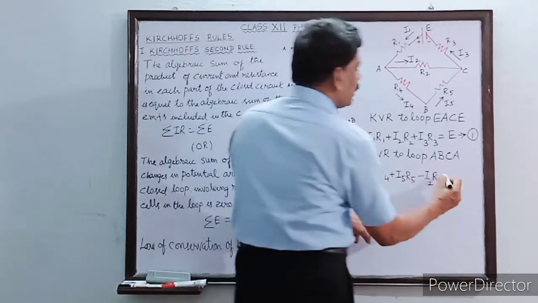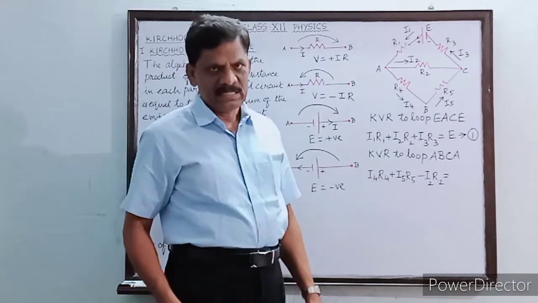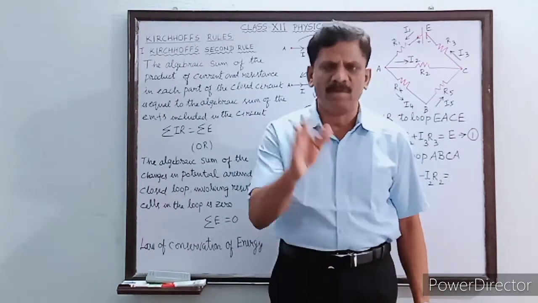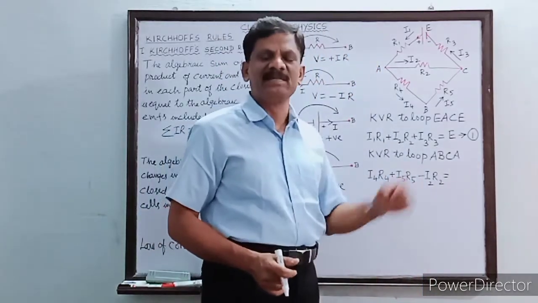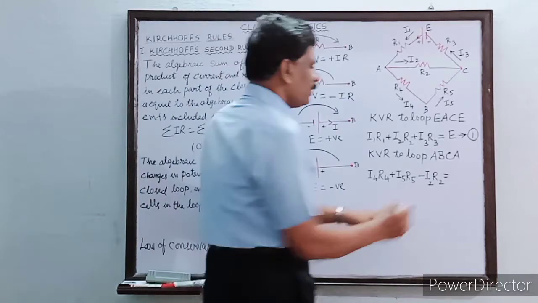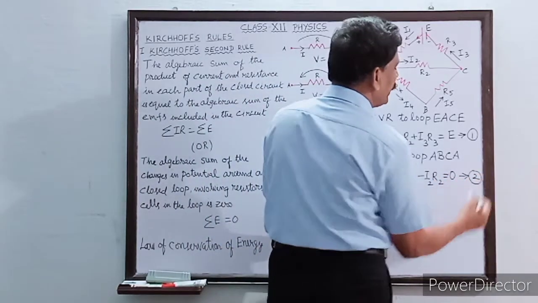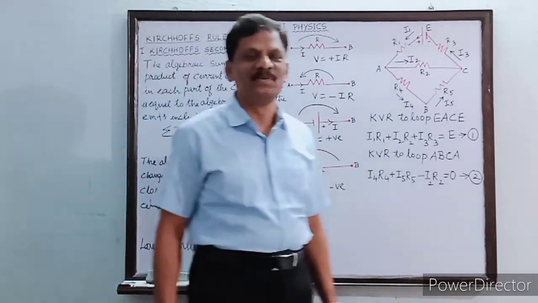This must be equal to what? The algebraic sum of the EMFs in that loop. In this triangular loop, is there any cell or battery connected? No battery is there, no cell is there. Therefore, the right hand side must be equal to 0. And this is equation 2. I hope you have understood.